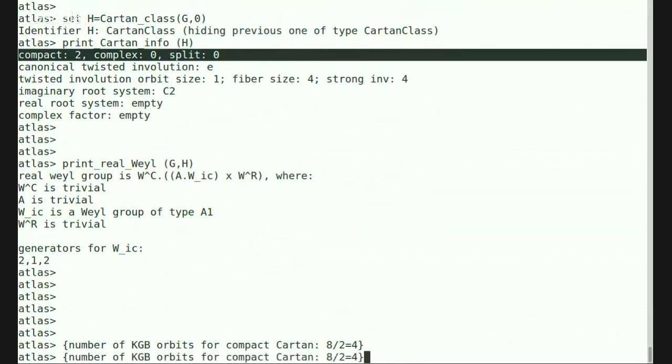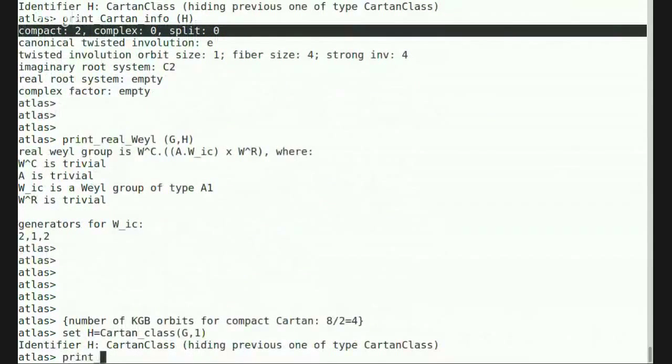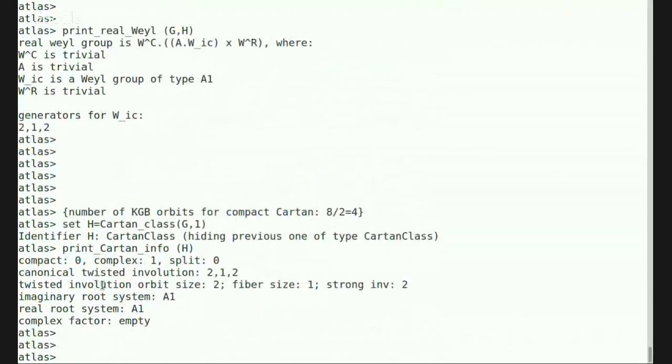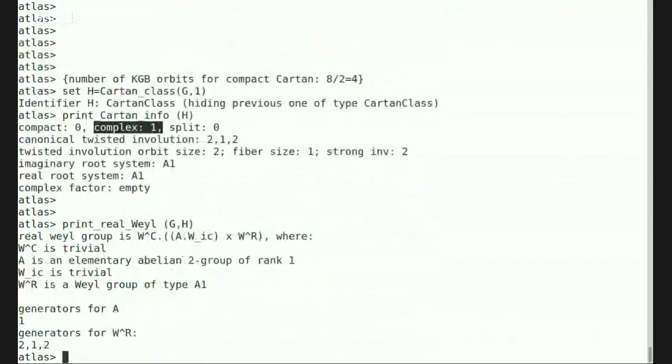And let's look at the next Cartan. So this is the Cartan. This is the complex Cartan. This is a copy of C cross. Let's print the real Weil group of this Cartan.